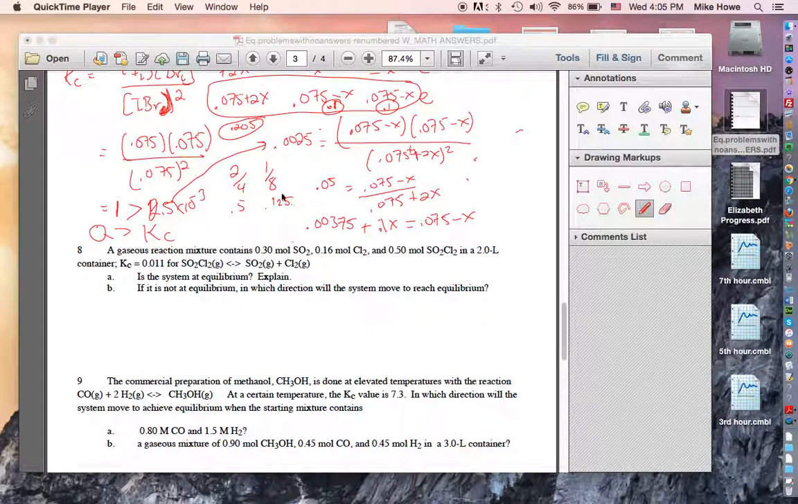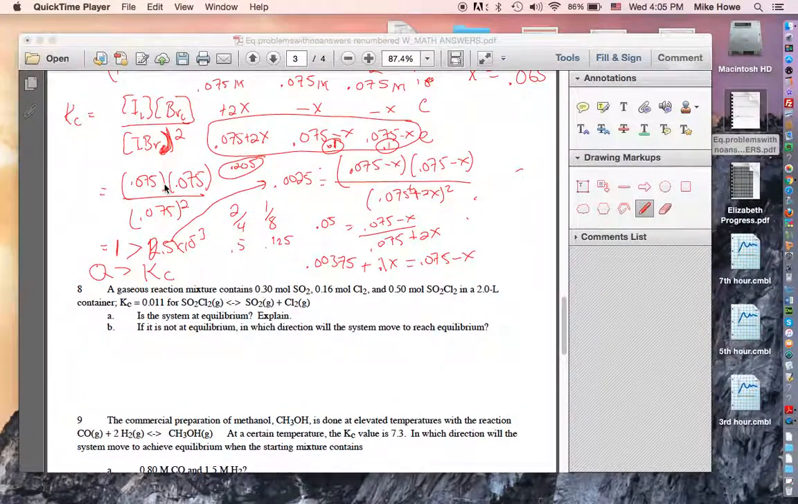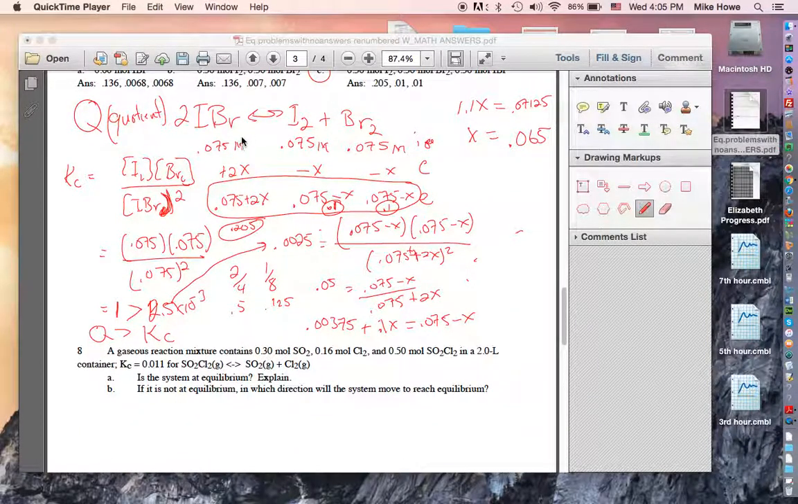We just finished talking about Q and found that in the previous problem that we had done, Q, the reaction quotient, was determined by inserting the given concentrations into the equilibrium expression. We determined the reaction quotient in this case was bigger than the equilibrium constant, so the reaction was not at equilibrium, because if they were at equilibrium, they would have equaled each other.